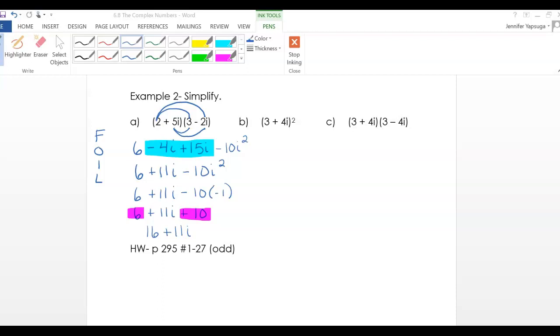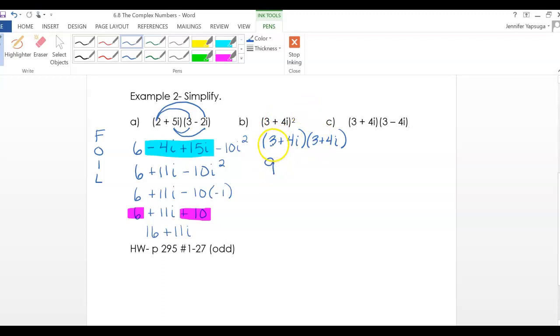All right, now we're going to move on to our example 2b, which is 3 plus 4i quantity squared. If you recall, this really means 3 plus 4i times 3 plus 4i. And then again, we're just going to go ahead and FOIL this. I'm going to talk you through it. I'm not necessarily going to walk through the steps as carefully as in the previous example, but we do 3 times 3, which gives you 9.